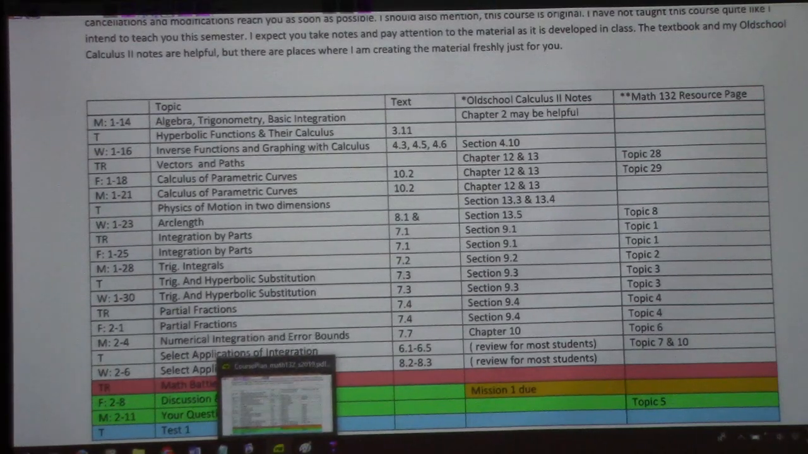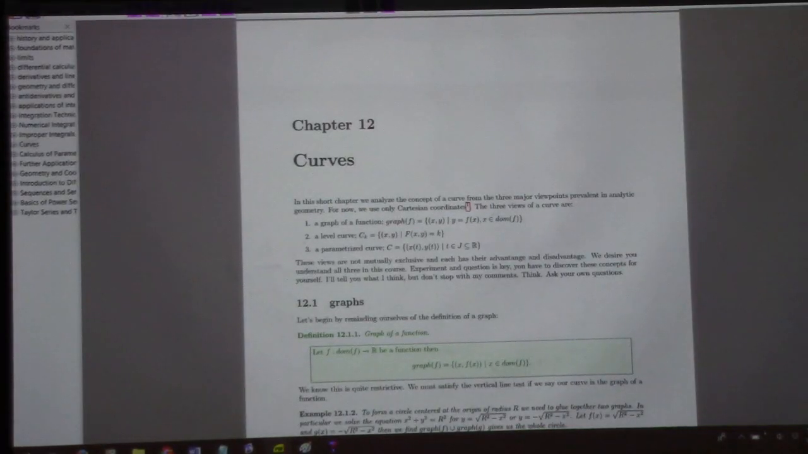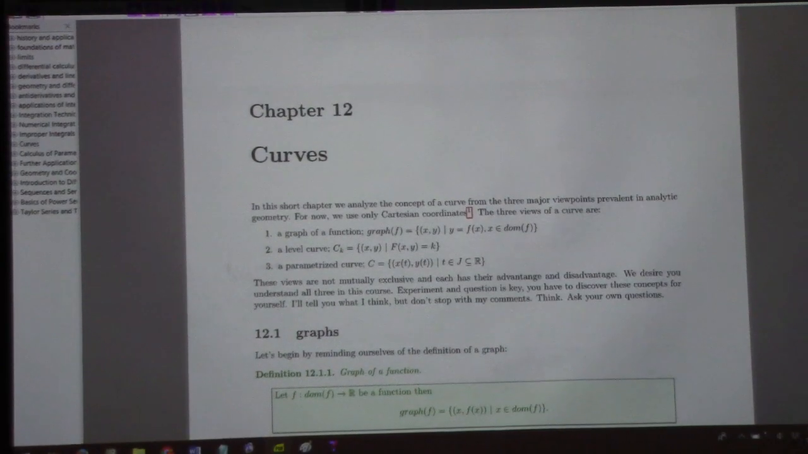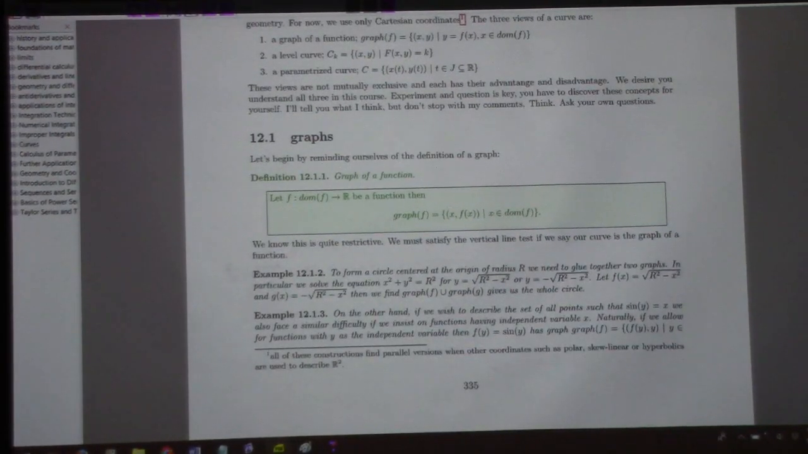If I could get back to my notes. Oh, there it is. So first of all, chapter 12, and again, this is posted in course content if you hadn't noticed already. I have a bunch of examples. I've written this on the board already, but this is what a graph is. Here are some examples of graphs. Some things are graphs, some things are not. Like a circle is not a graph, right?